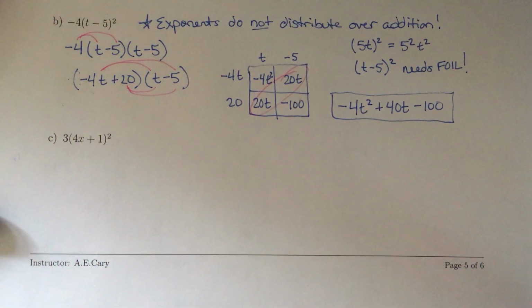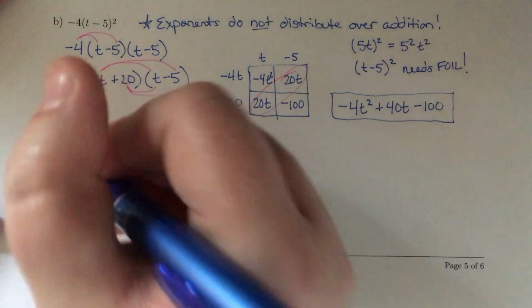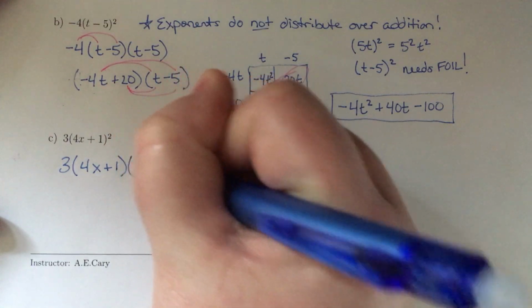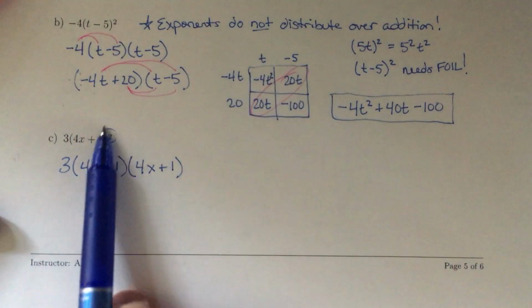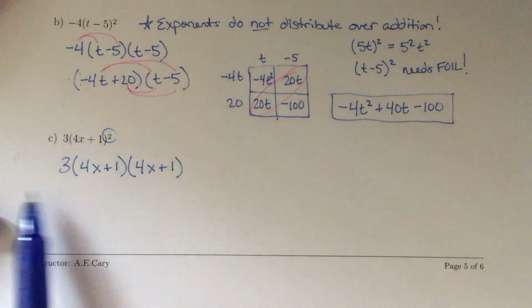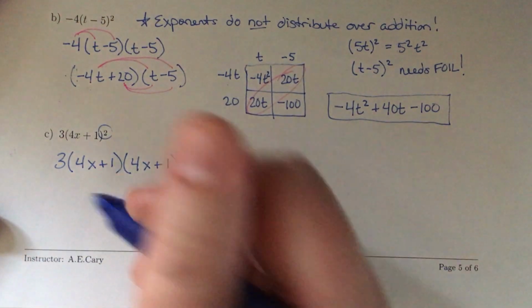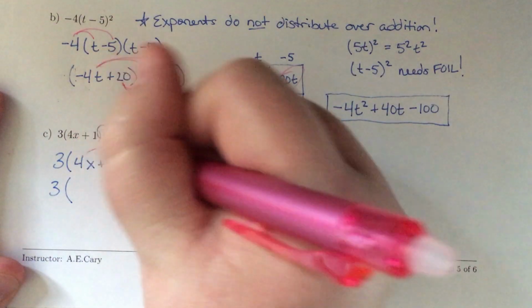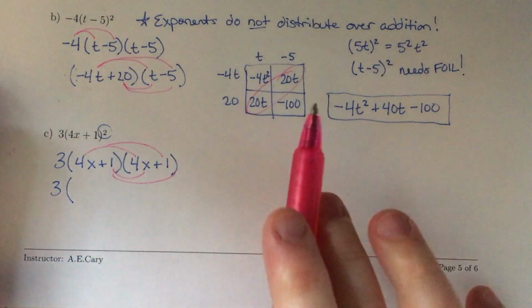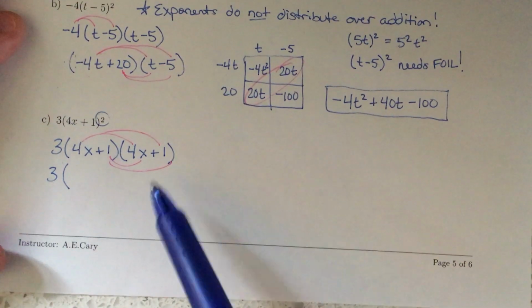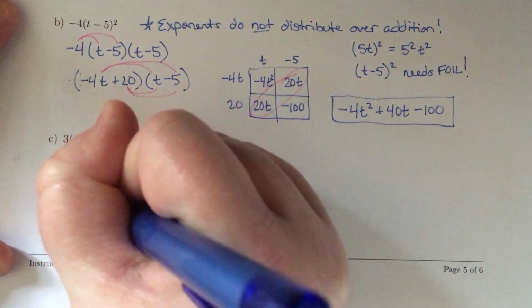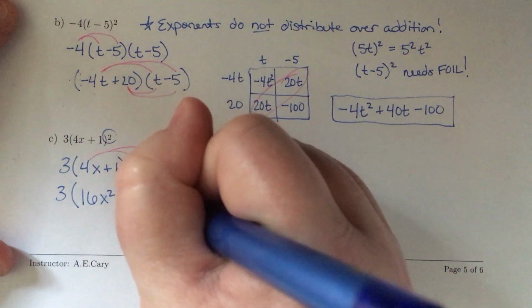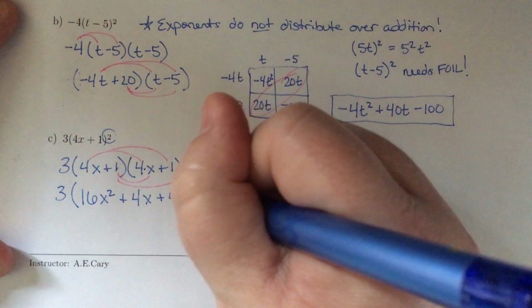All right, last one that's like this. This one doesn't have the negative sign to mess us up, thank goodness. But again, anytime you see an exponent on addition or subtraction, you have to multiply it out, FOIL, that's it. So this time maybe I'll leave the 3 out. And I'm just going to distribute or FOIL the inside. And again, if you'd rather, you can draw a box. 4x times 4x is 16x squared. 4x times 1 is 4x. 4x times 1 is another 4x. And then 1 times 1 is plus 1.